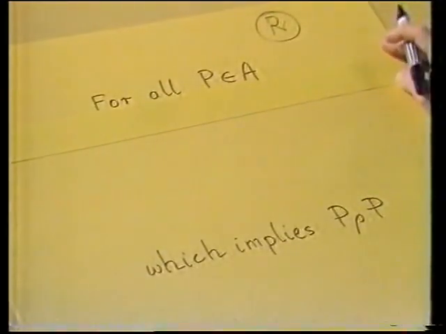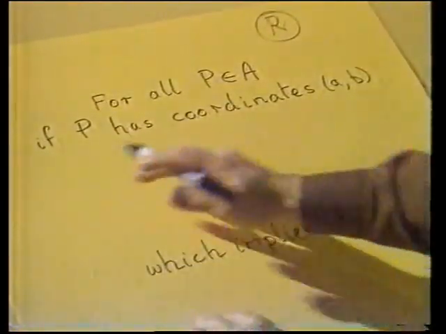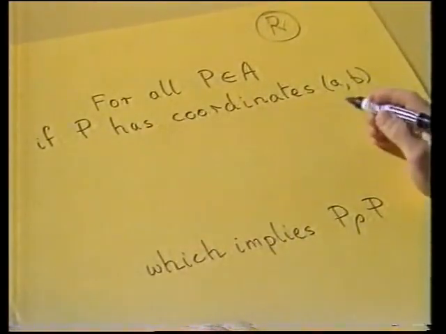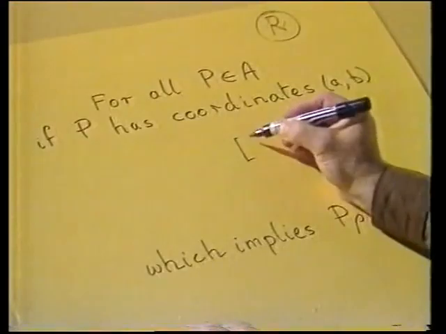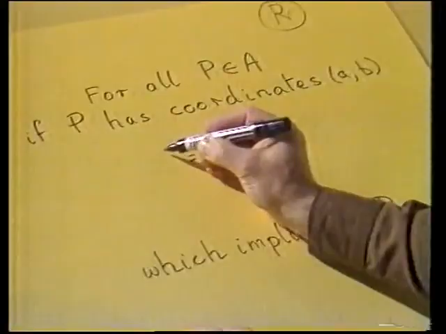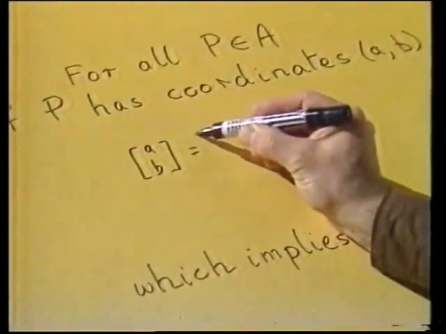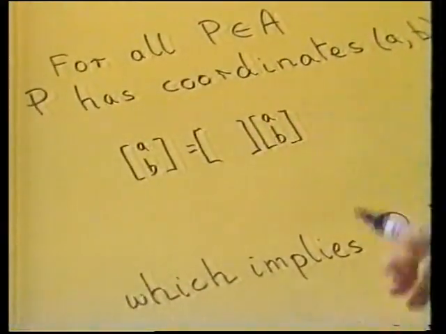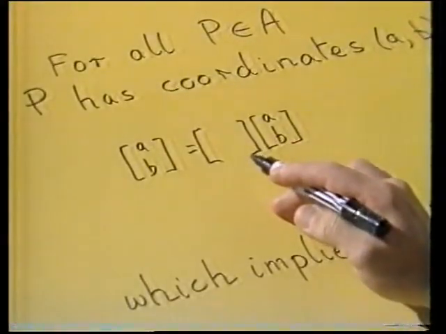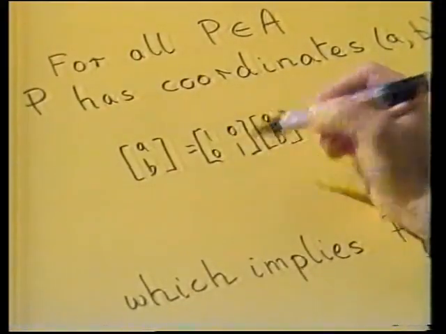Well, the relation is defined in terms of the coordinates, so my second line had better be if P has coordinates A, B. Now, what I want to show is that I can get from the coordinates of P to the coordinates of P by multiplying by a matrix in our set H. Well, there's an obvious candidate for this matrix. It's the identity matrix, 1, 0, 0, 1.